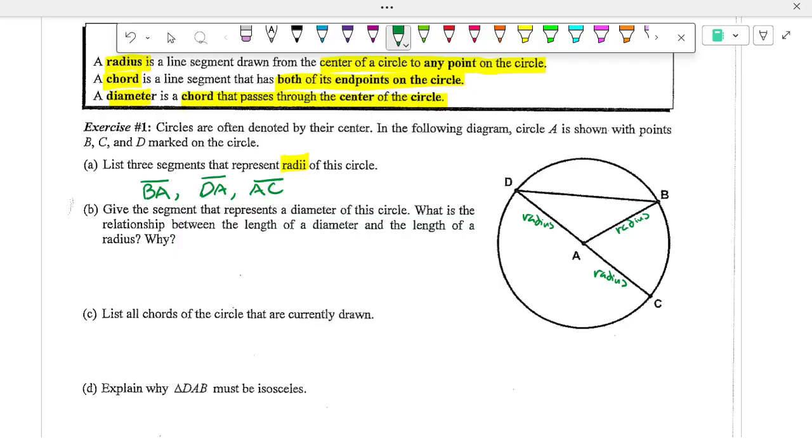Now, what segment do you think represents the diameter of the circle? Someone raise their hand and tell me. Zimara. Say it. A? That's the center. All right, someone who has not talked yet. Which segment's the diameter? Leighton. Good. So DC is your diameter.